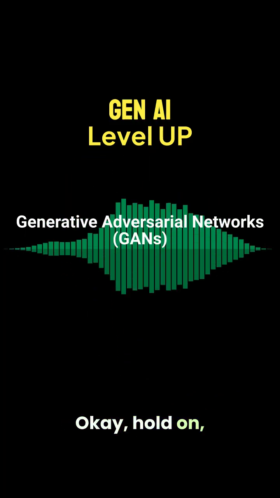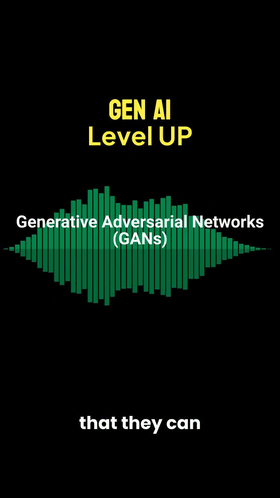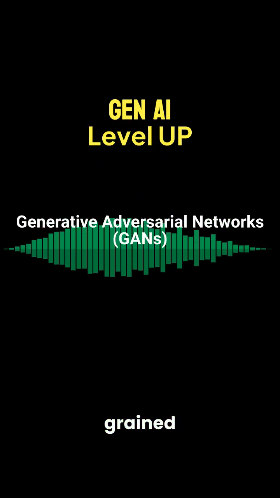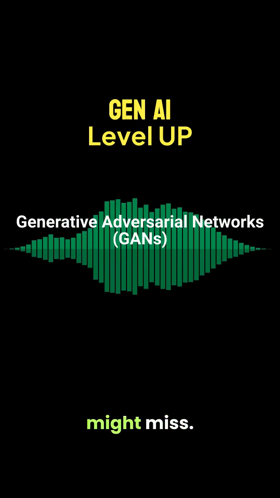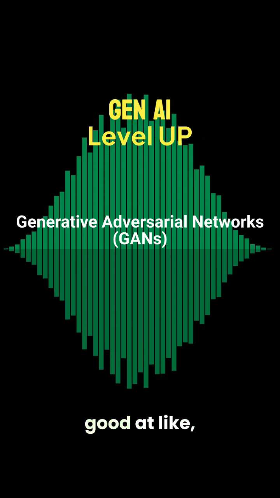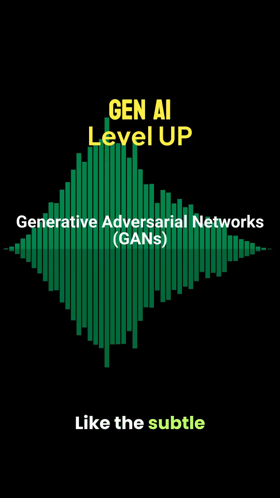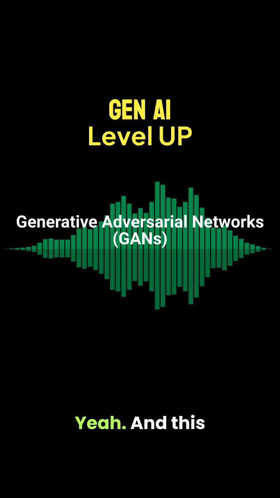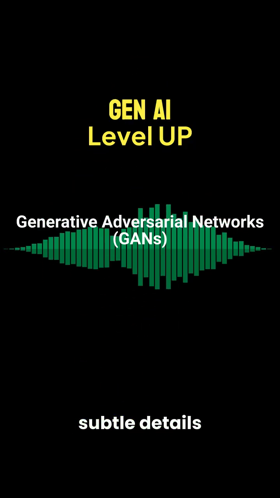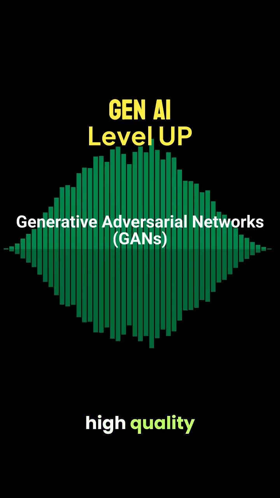Okay, hold on. I've got to stop you there. What does that mean? So this basically means that they can capture those fine-grained details and those subtle variations that other generative models might miss. So they're really good at capturing the nuances of the data, the subtle things that make it look and feel real. Exactly. And this ability to capture those subtle details is what allows GANs to generate such realistic and high-quality outputs.